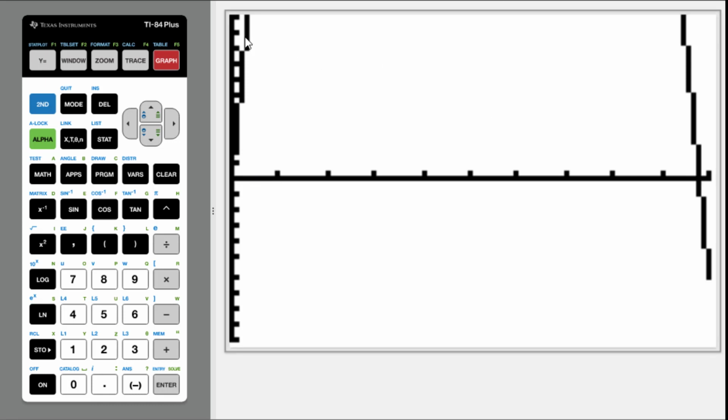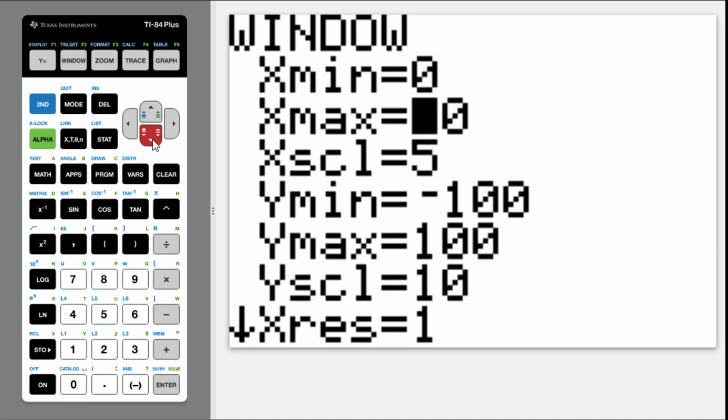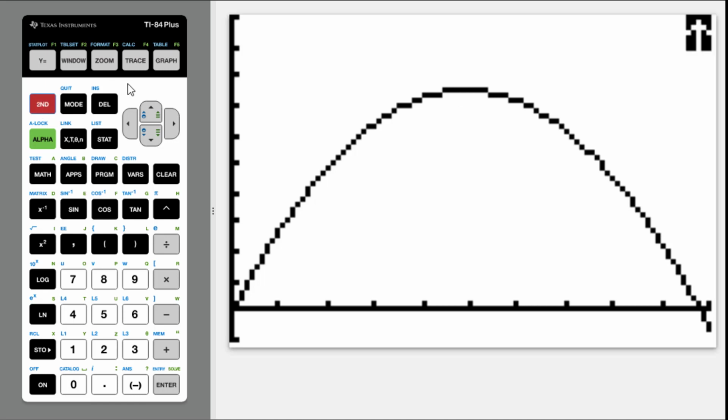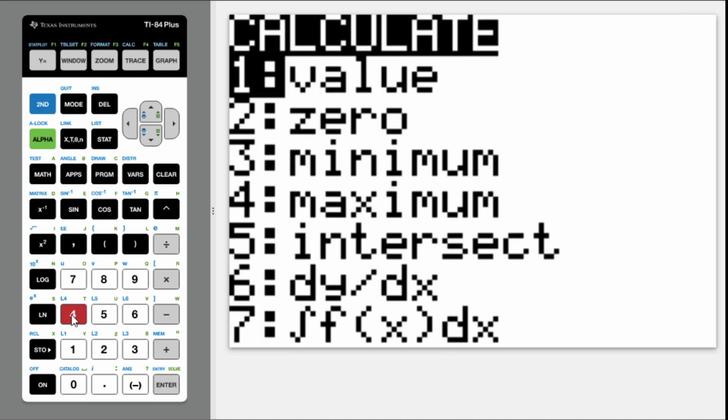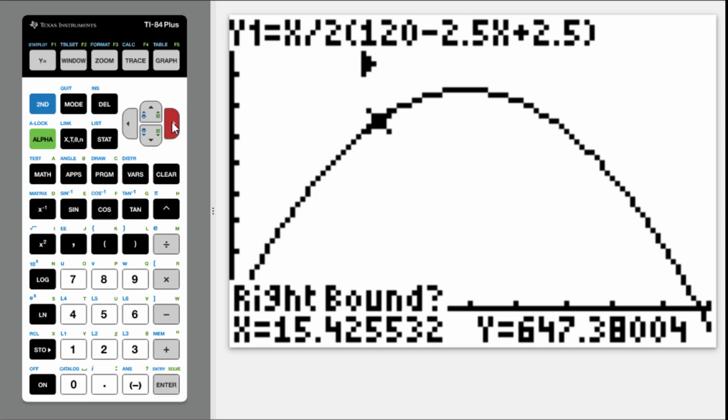With a maximum of positive 100, it didn't work. So go back and change the window. Let's change the maximum into 1000, then change the scale into 100. Go to graph again. So we could say this is the maximum value on the graph. Second trace, 4. Move the cursor to the left to get the left bound, then move the cursor to the right to get the right bound.